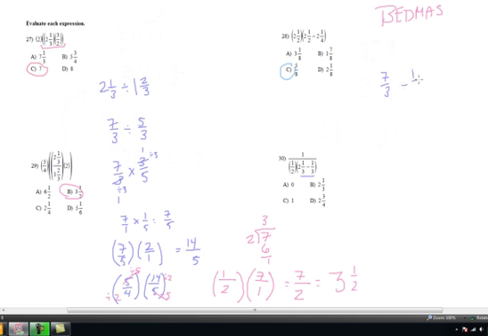Subtract by 1 over 3. So I'm lucky because my denominators are the same right off the bat. So I could just subtract this through. 7 minus 1, well, that's 6 over 3. And oh, look, 6 divided by 3. All of this here works out to 2.